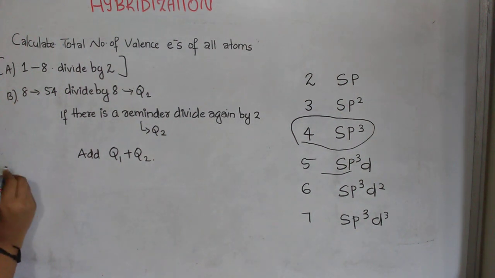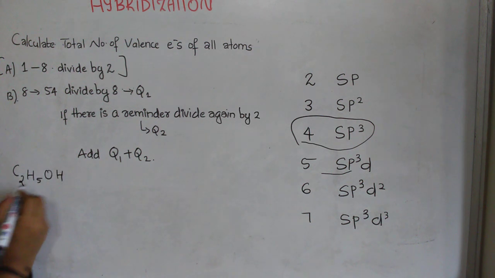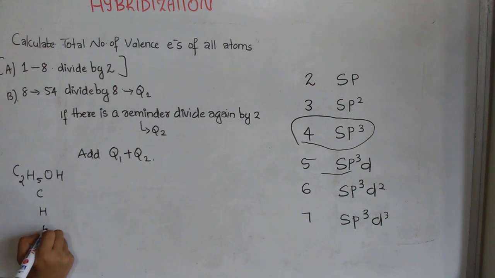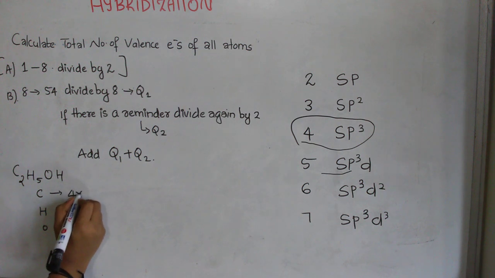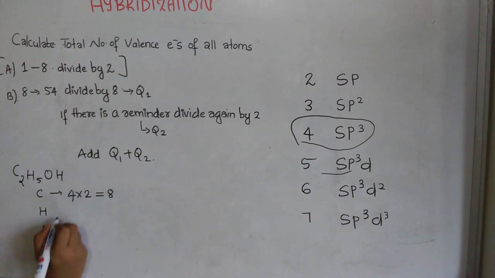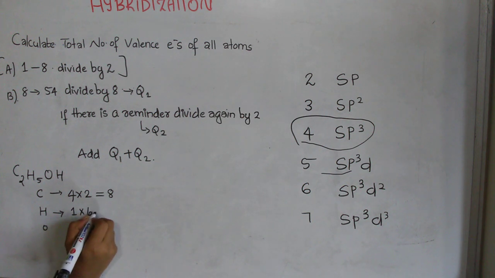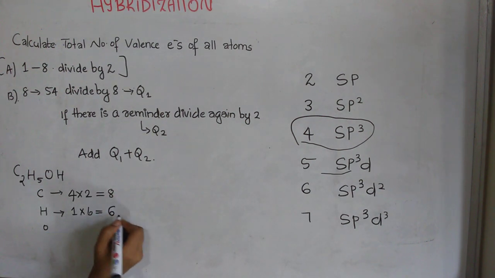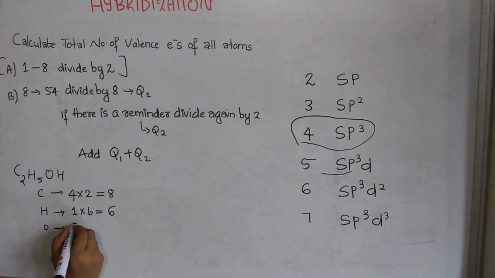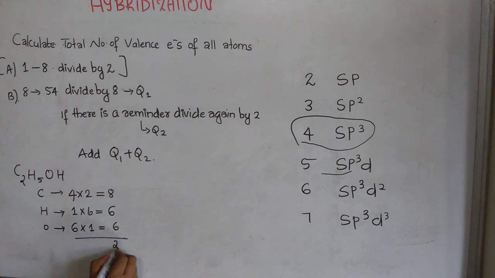Consider for example, you are having C2H5OH as the question. So what are the atoms present here? C, H and O. What is the number of valence electrons of carbon? It is 4. But we are having 2 carbon atoms, so the total electrons will be 8. In case of hydrogen, the number of valence electrons is equal to 1, but we are having a total of 6 hydrogens, so it will be 1 into 6, which is equal to 6. Now oxygen, the valence electron is equal to 6, but we are having only 1 oxygen, so it will be 6. Now the total number of valence electrons here will be 20.